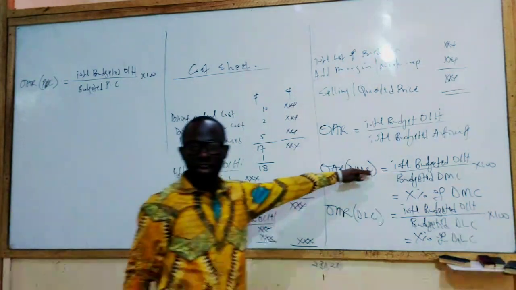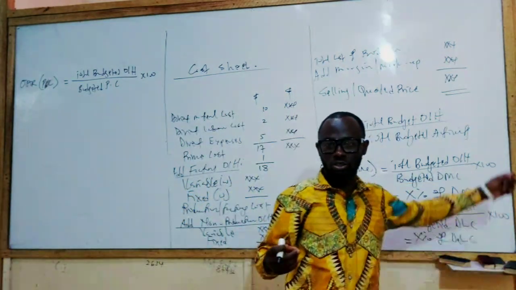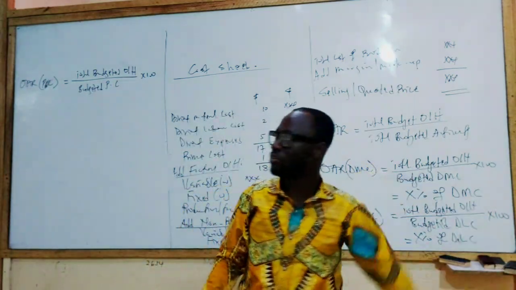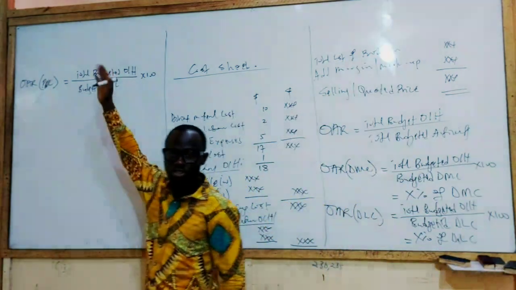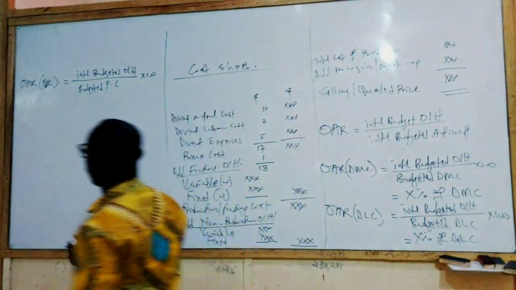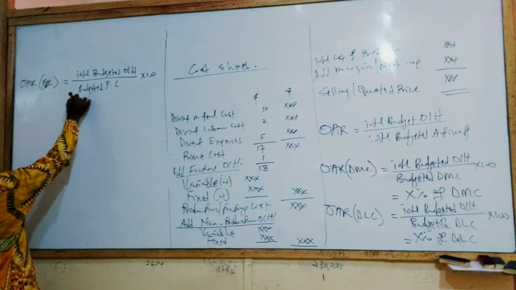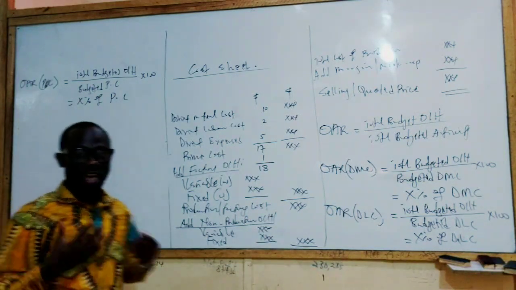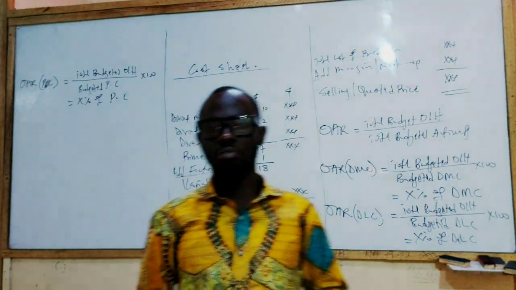So direct material cost has a cost, so times 100. Direct labor cost has a cost times 100. Prime cost has a cost also times 100. So what answer are we going to get? We are going to get X% of the actual prime cost.